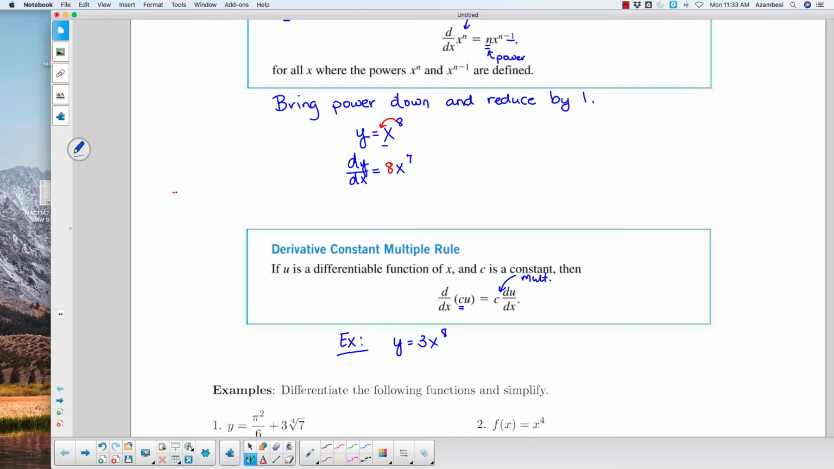Now the power rule still applies. So this is 3 multiplied by the function x to the 8th. What I'm doing is bringing this 8 down into the front, but there's already something there. So whatever is already there, when I multiply, I end up with 8 times whatever is already there. I still reduce my power by 1, and my new function is 24x to the 7th.